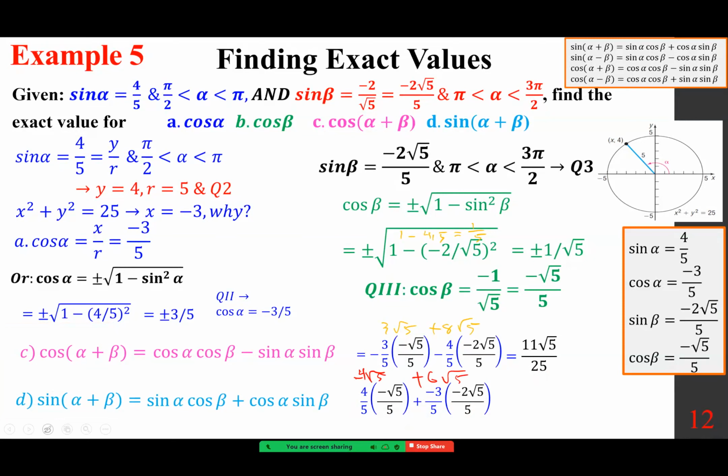Just take a look at the numerators, class. This creates negative 4 square root of 5. This creates positive 6 square root of 5. So we have positive 2 square root of 5 in the numerator. The denominator was 25 in the first place. Pretty straightforward, everybody.